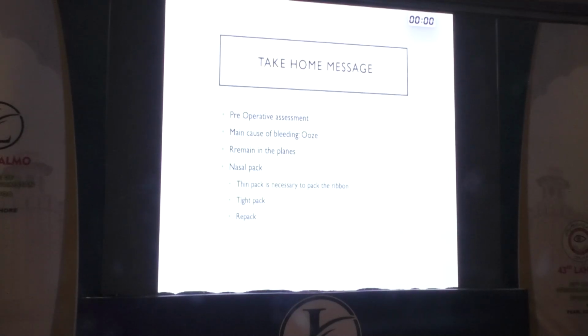So these are some take-home messages. Nasal packing is so important. If you encounter any bleeding, you have to repack it. Don't use the sucker at that time.